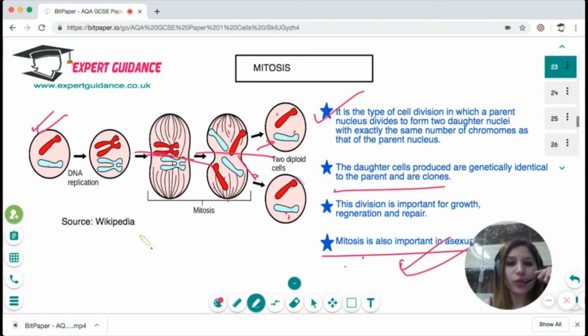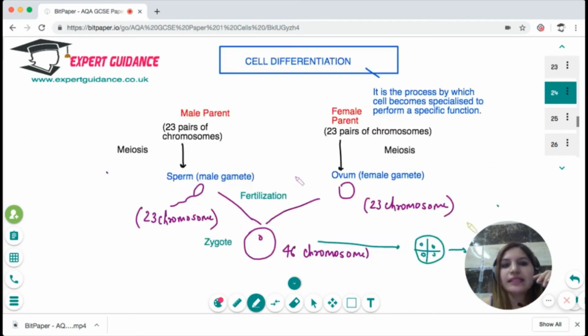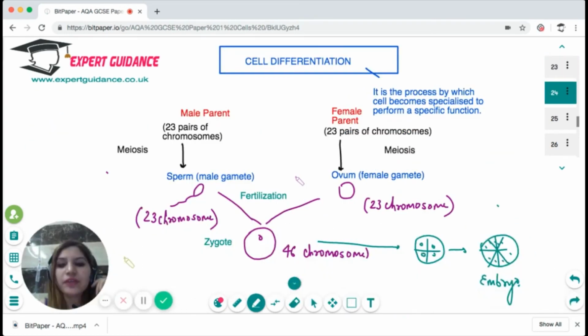You should know what are the stages of the cell cycle, how the cell divides, what is the importance of mitosis, and what is the significance of mitosis. Okay, now let us see how the development of a human cell takes place. Now let us look at how the process of cell specialization takes place.